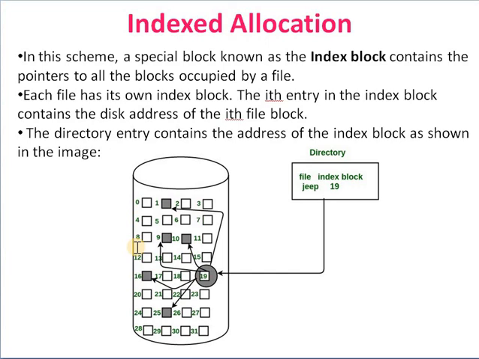Okay, and the last one is indexed allocation. In indexed allocation, there is one index block, which contains the pointers to all of the remaining blocks occupied by that particular file. These are the three methods that are used for file allocation in the operating system.